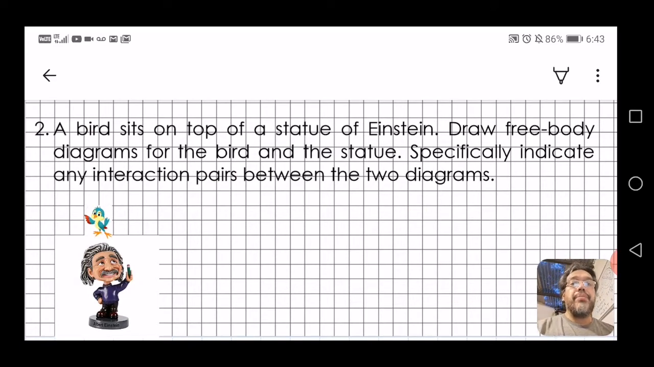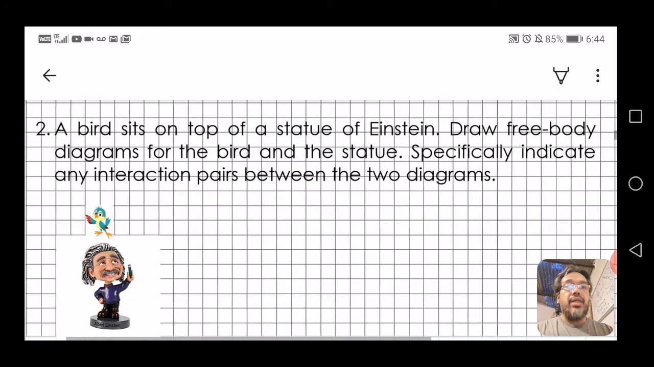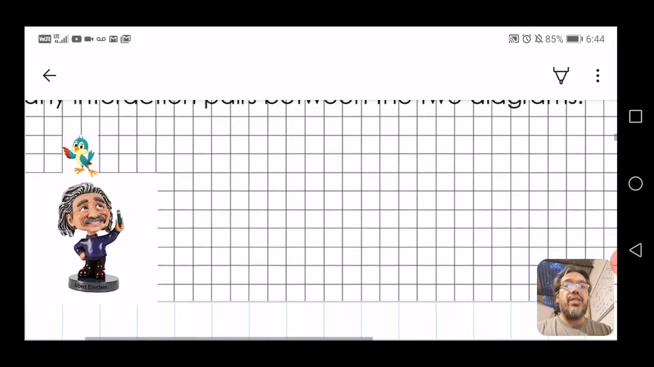Let's read it quickly. A bird sits on top of a statue of Einstein. Draw free body diagrams for the bird and the statue. Specifically indicate any interaction pairs between the two diagrams. So, any interaction pairs between the diagrams.